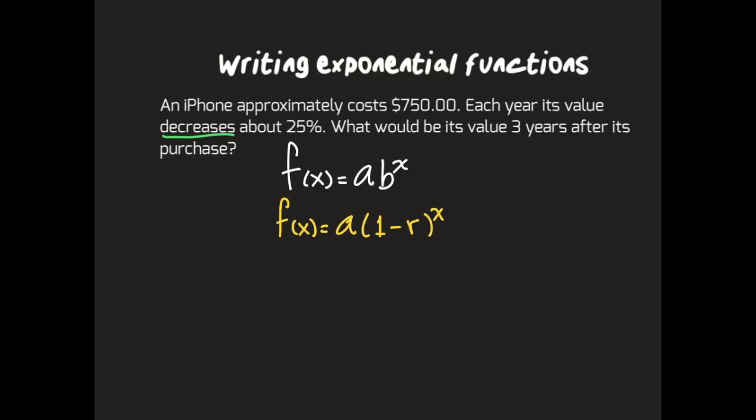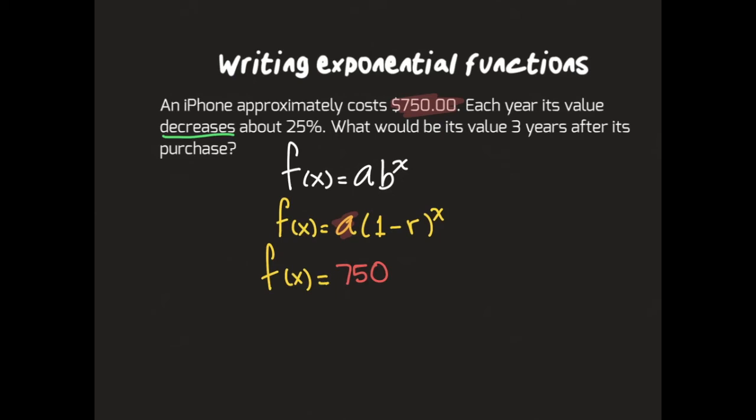So, first of all, let's start with the easy part. The easy part is to identify my initial value. What is my initial value? Right here, the 750. So I can already say that my f of x would be equal to 750 instead of a. So now I need to build my b value.